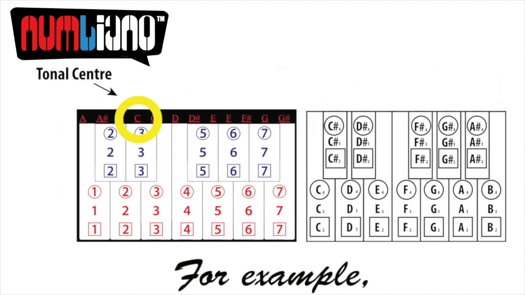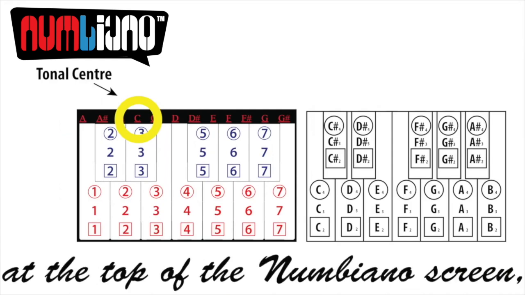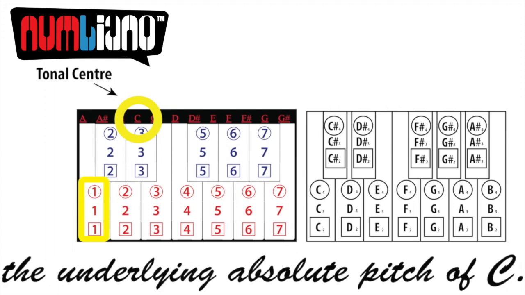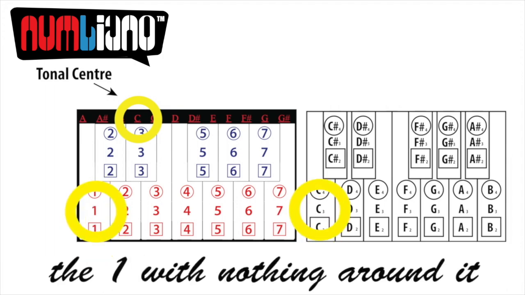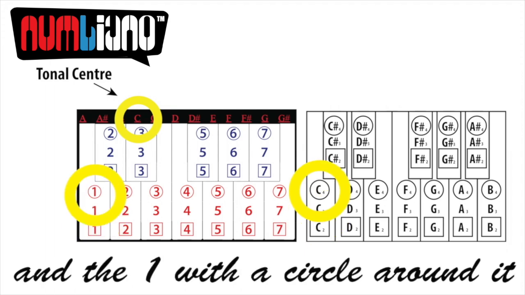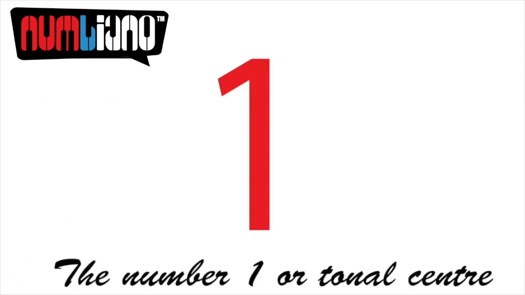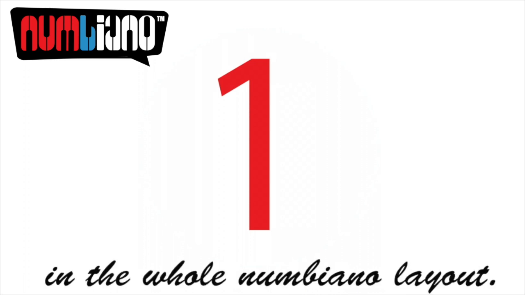For example, when we press the C tonal centre button at the top of the Numbiano screen, the 3 number 1s that we see all have the underlying absolute pitch of C. The one in a square is a C2, the one with nothing around it is a C3, and the one with a circle around it is a C4. The number 1, or tonal centre, is the most important pitch in the whole Numbiano layout.